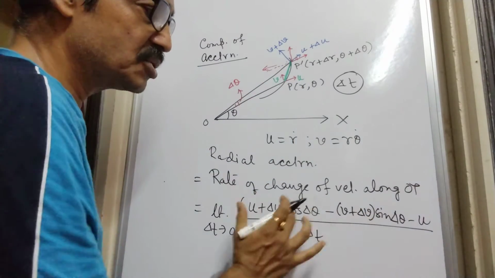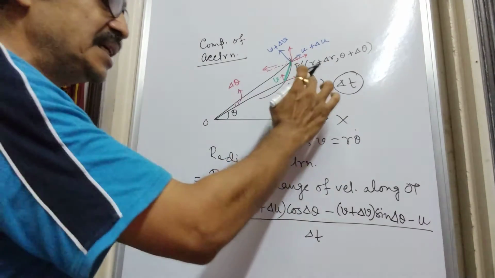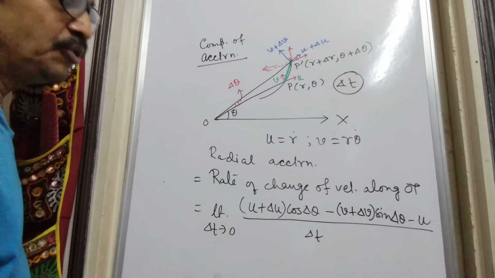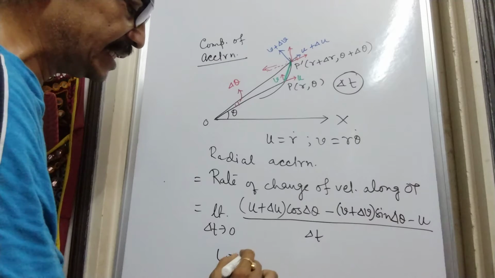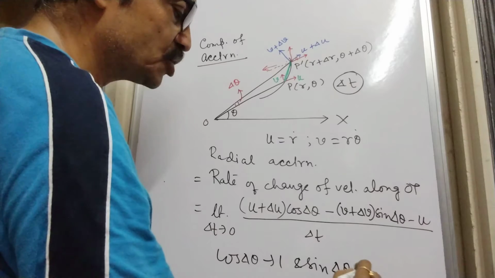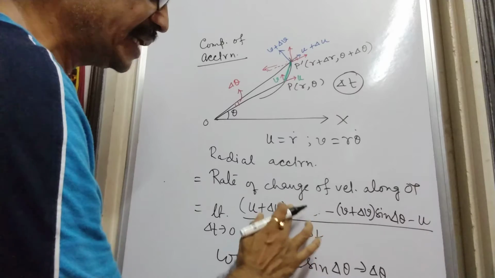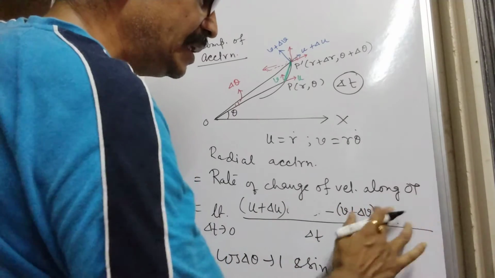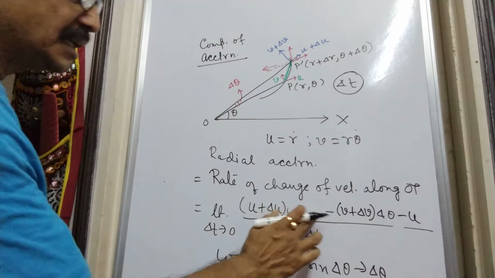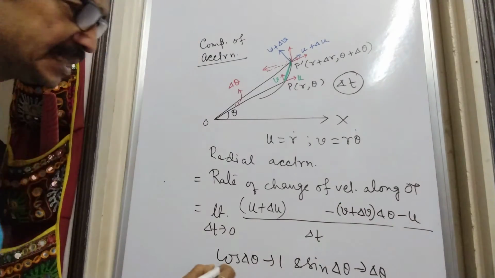This is the changed velocity, so the change is it. The velocity changed from u to u plus delta u, but along OP it has component this. So this minus u, divided by delta t. And with the logic that cos delta theta tends to 1 and sin delta theta tends to delta theta, we may easily replace this by 1 and this by delta theta. And then we again use the logic that v into delta theta. This is quite obvious.